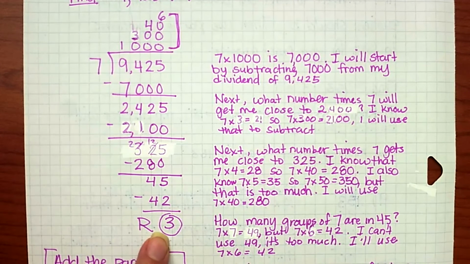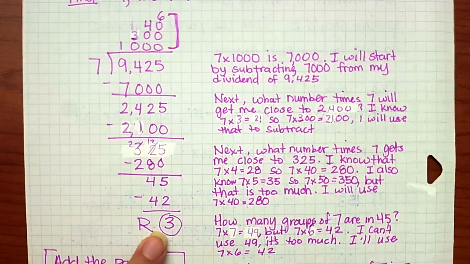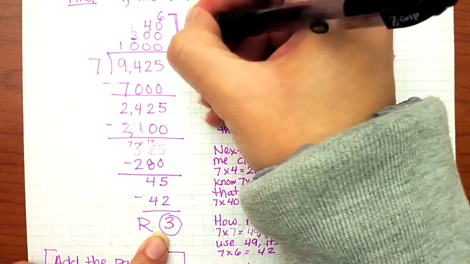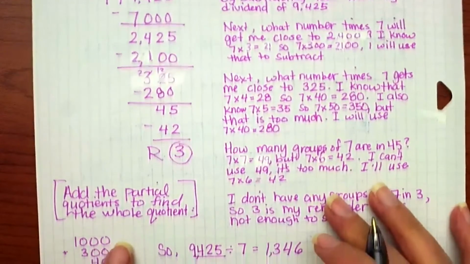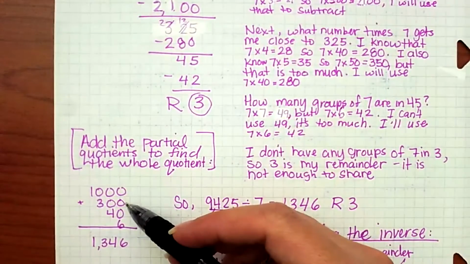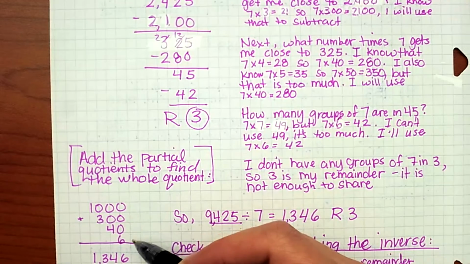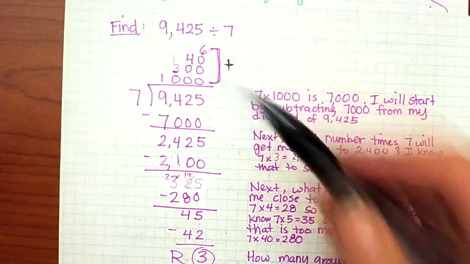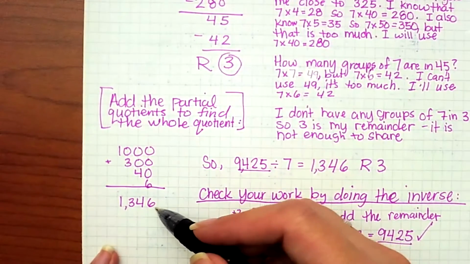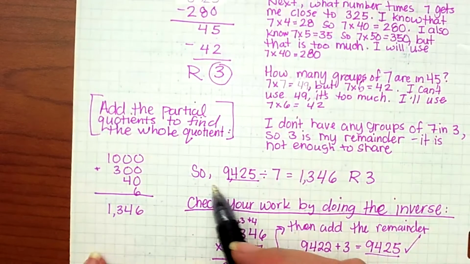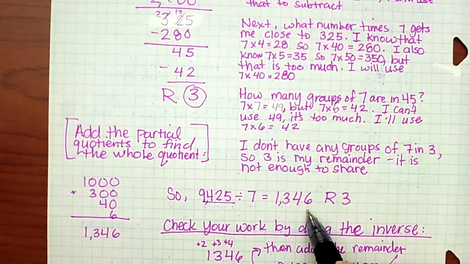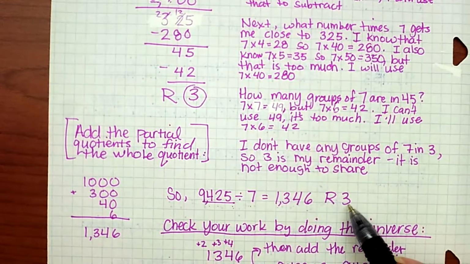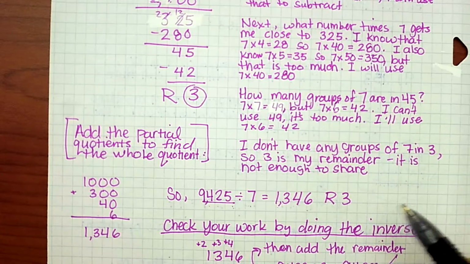So what I need to do last is add together my partial quotients. I'm going to take all of these and add them together to figure out what my answer is going to be. So let's add the partial quotients. 1,000 plus 300 plus 40 plus 6, just like we have over here, gave me an answer of 1,346. So 9,425 divided by 7 is going to be 1,346 with a remainder of 3. Remember, those 3, I couldn't share them equally between 7 groups.